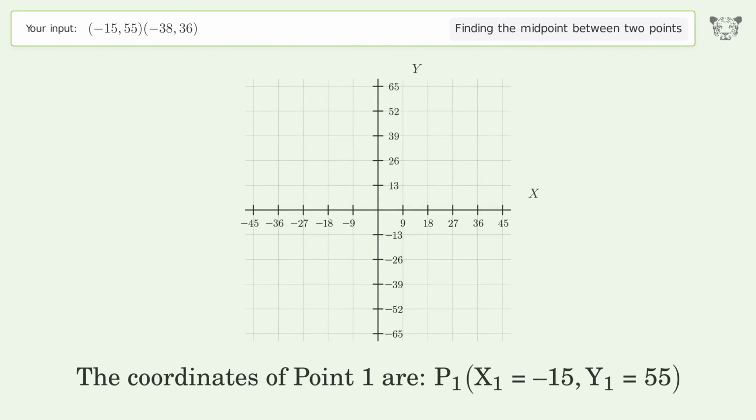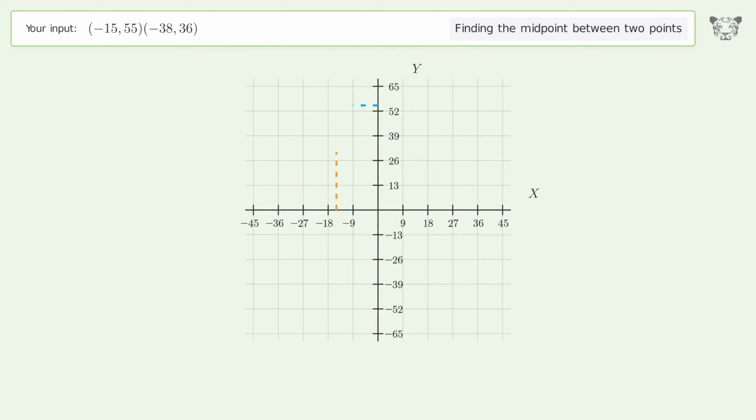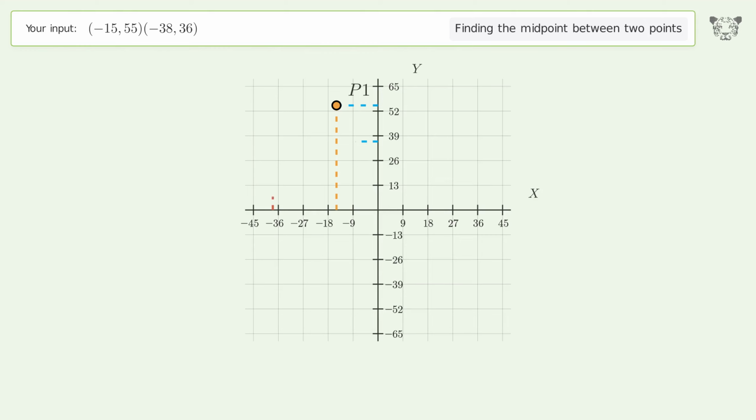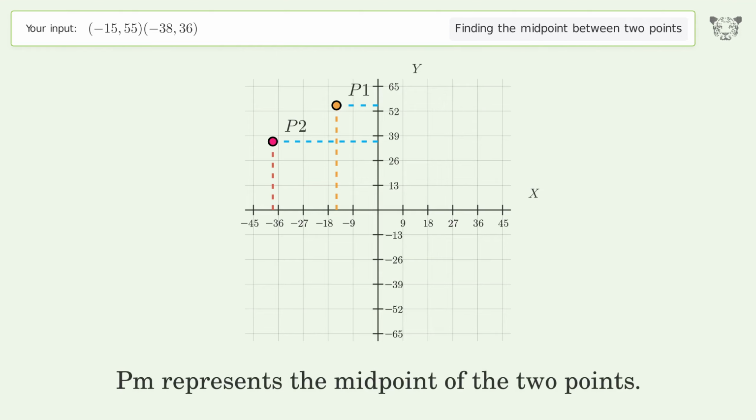The coordinates of point 1 are x1 equals negative 15, y1 equals 55. The coordinates of point 2 are x2 equals negative 38, y2 equals 36. PM represents the midpoint of the 2 points.